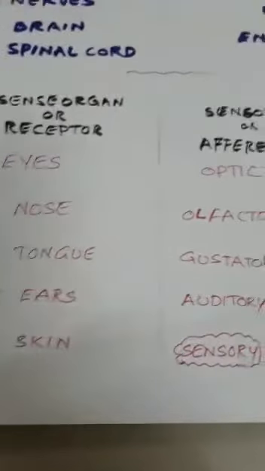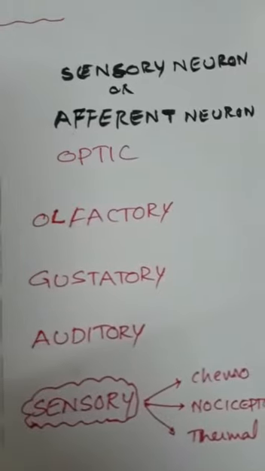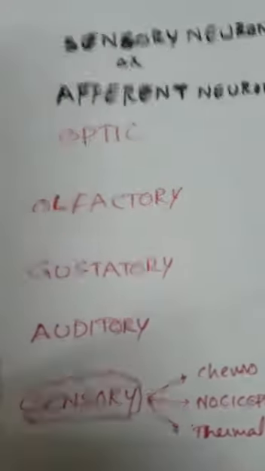In this, the stimulus is what I told you just now, which makes us respond. Then receptors are the sense organs, like optic, olfactory, gustatory, auditory and sensory. That is the receptor. Then the sensory nerves after that.